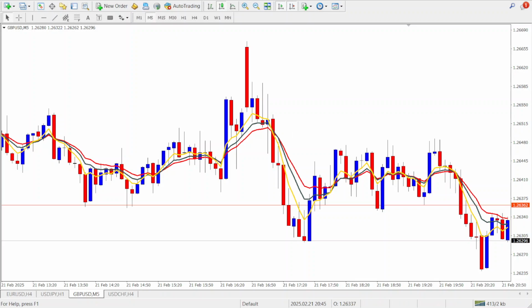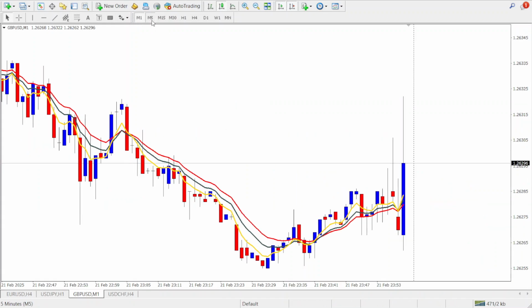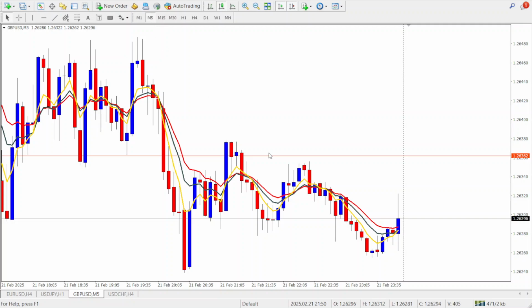Now, to take your zero lag scalping to the next level, here are a few more tips for you to consider. First of all, try to use multiple time frames. Look at the EMAs on multiple time frames. For example, if you are trading on the 1-minute chart, you can also check the 5-minute charts. If the EMAs are aligning across multiple time frames, it adds extra confirmation to your trade.